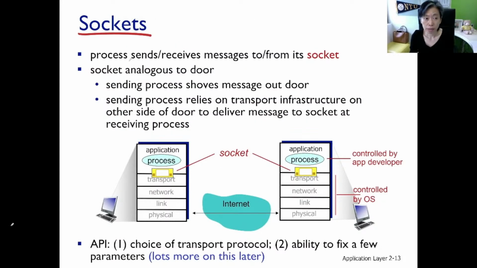A socket is the thing that allows the processes to send messages to each other. Think of it as a door. The sending process will first shove the message out the door, out the socket. Then the transport infrastructure on the other side of the door will deliver the message over the internet to the socket of the receiving process. After that, the receiving process gets the message through its socket.